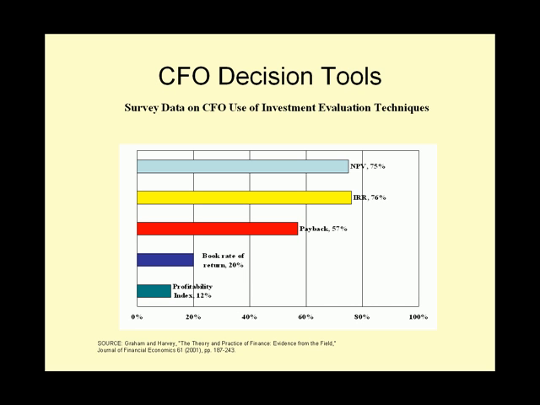Okay, this last slide in this session describes the relative frequency with which CFOs employ the decision criteria that we've covered in this session. As you can see, about 3/4 of CFOs generally require calculation of a net present value to evaluate a new investment opportunity. About the same number require the calculation of the internal rate of return.